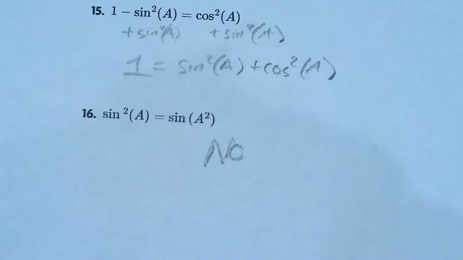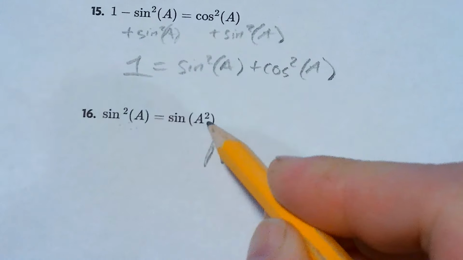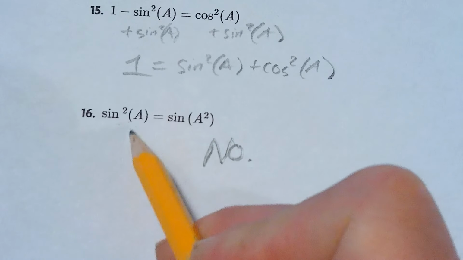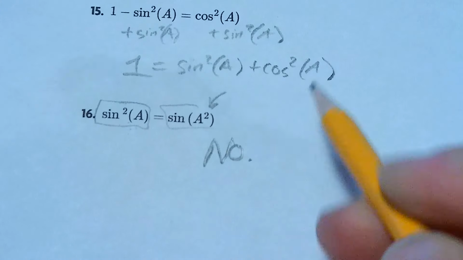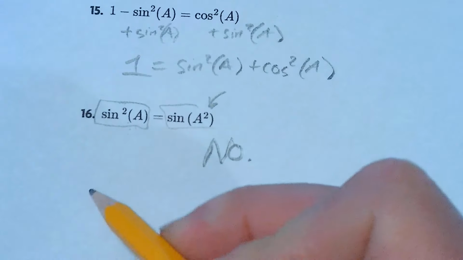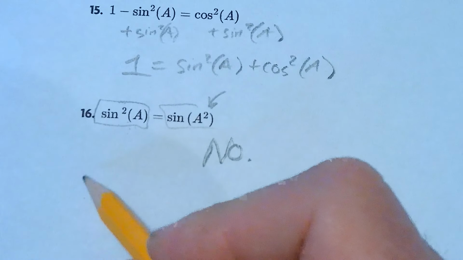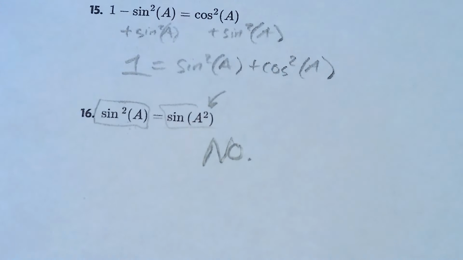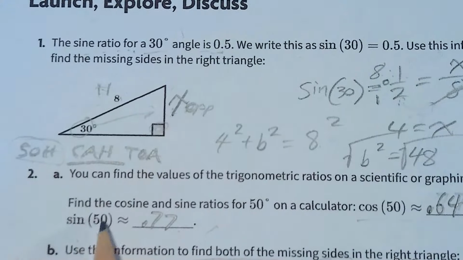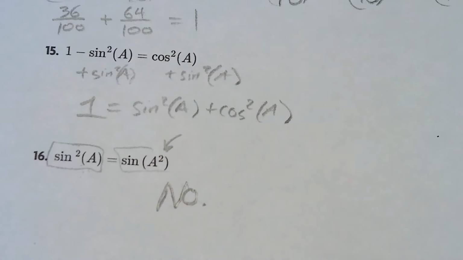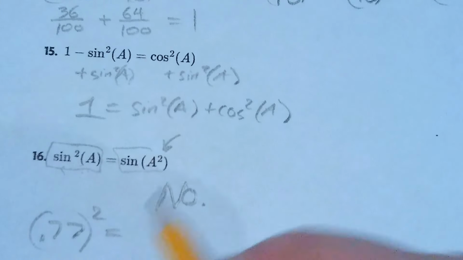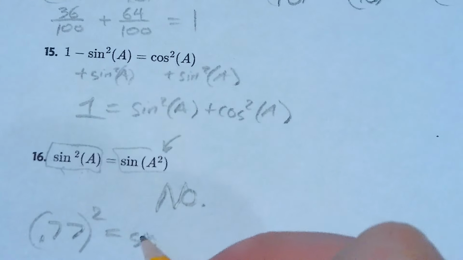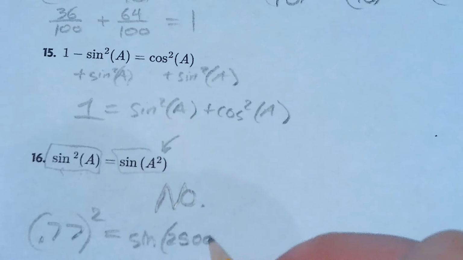Sine squared of A equals sine of A squared? No. There's probably one exception where this works, but basically sine squared of A says find the ratio, square it. This says take the degrees and square it. What if it's 50 degrees? Look, sine of 50 degrees is 0.77. So this says to find the ratio, 0.77, then square it. Is that equal to the sine of 50 degrees squared, which would be 2,500? No.